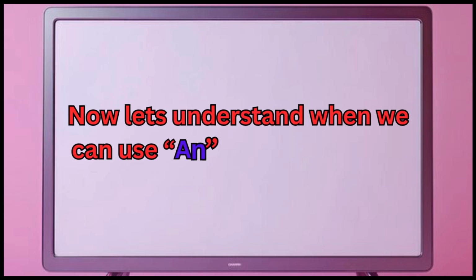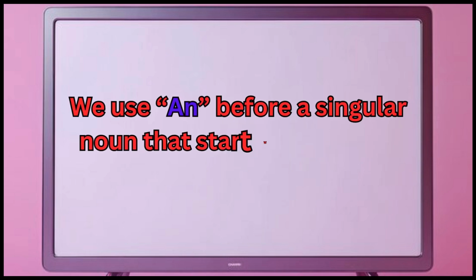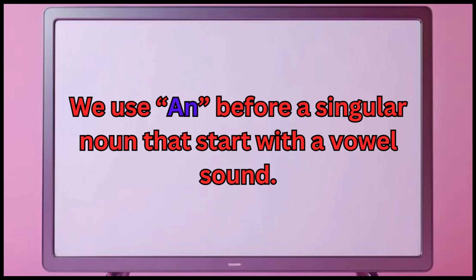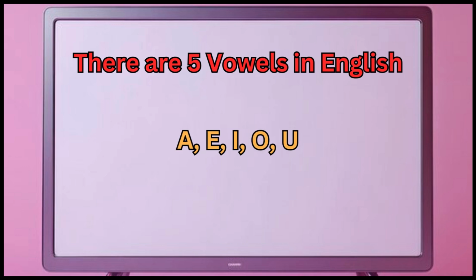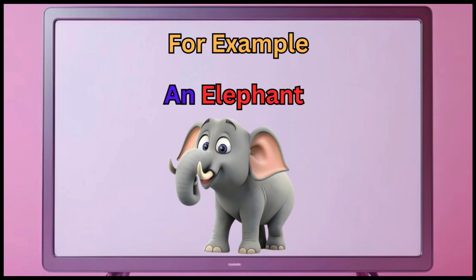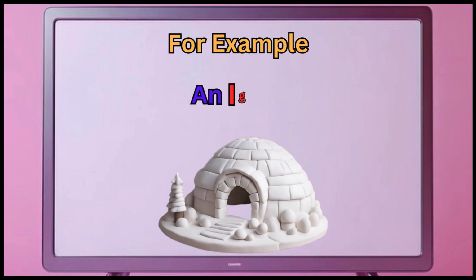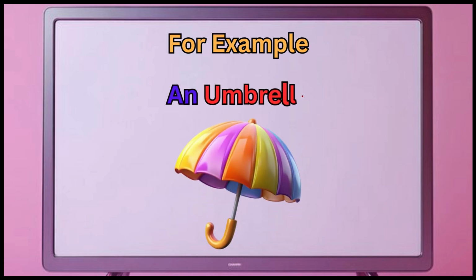Now let's understand when we can use an in the sentence. We use an before a singular noun that starts with a vowel sound. There are 5 vowels in English as below. Let's understand this with the help of examples. An elephant. Here, the word elephant starts with the vowel E. An igloo. Here, the word igloo starts with the vowel I. An umbrella. Here, the word umbrella starts with the vowel U.